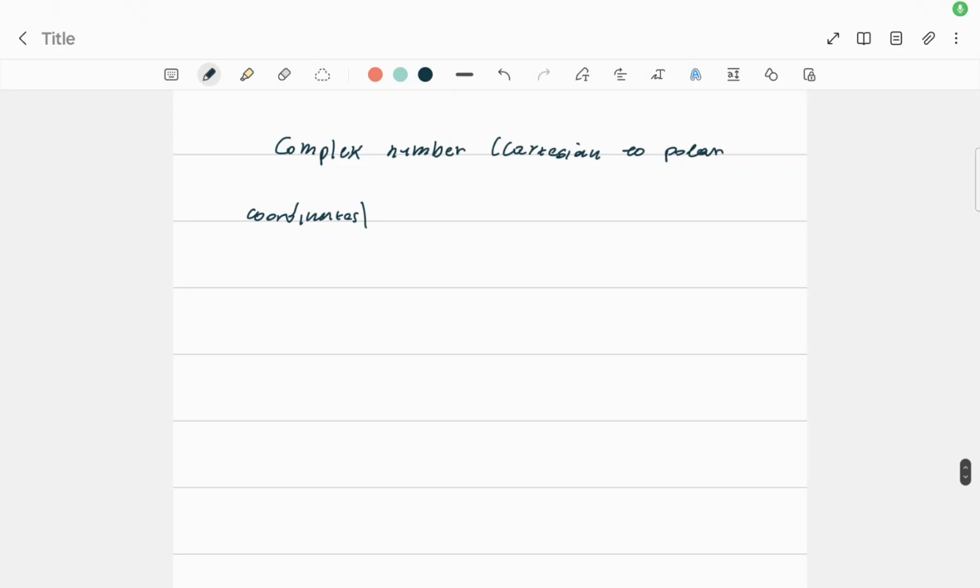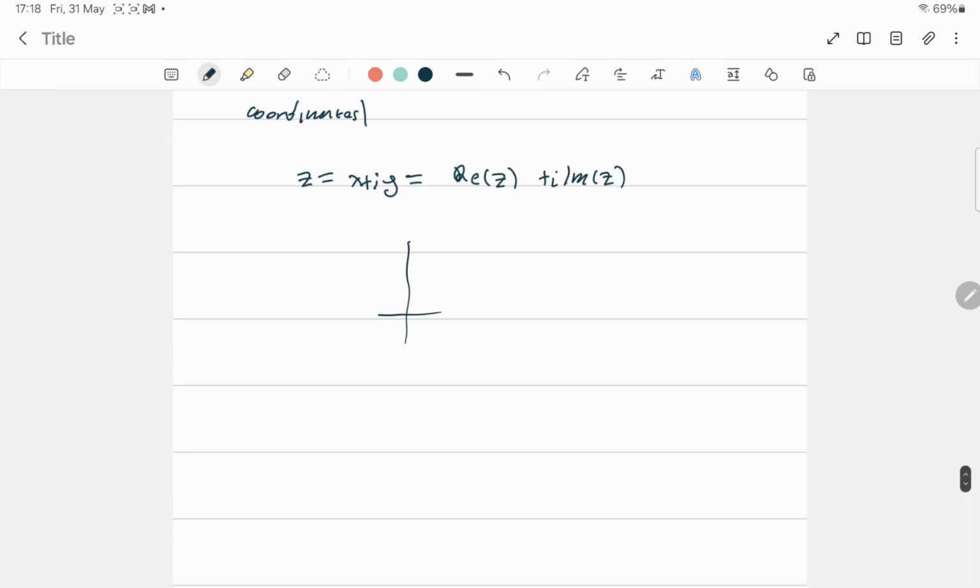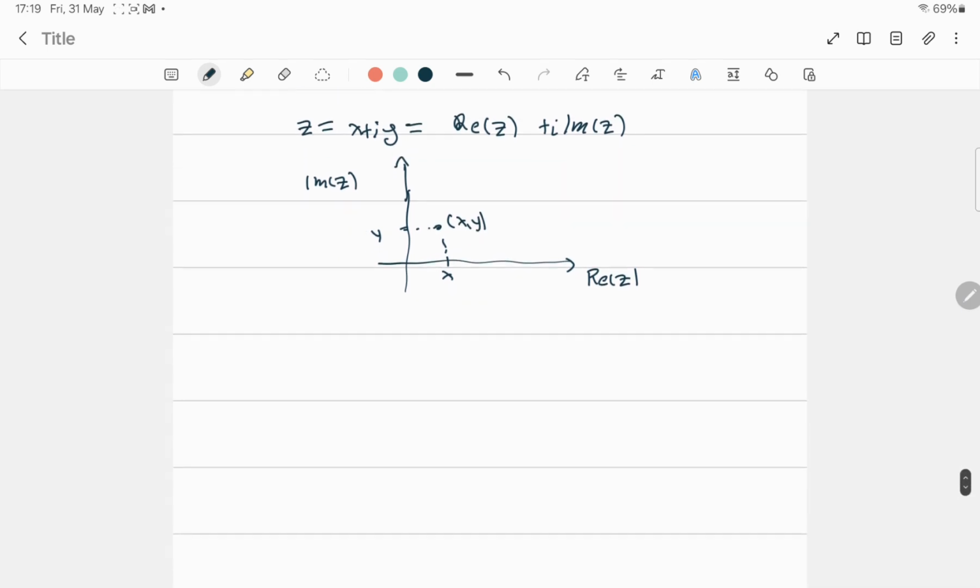In this video we will see how we can convert a complex number from Cartesian to polar coordinates. A complex number z can be written as x plus iy, or the real part of z plus i times the imaginary part of z. So this is the real part, this is the imaginary part, this is x, this is y, and here is the complex number in the complex plane.